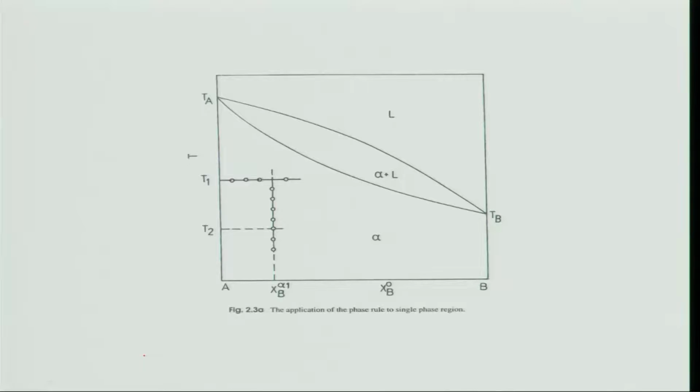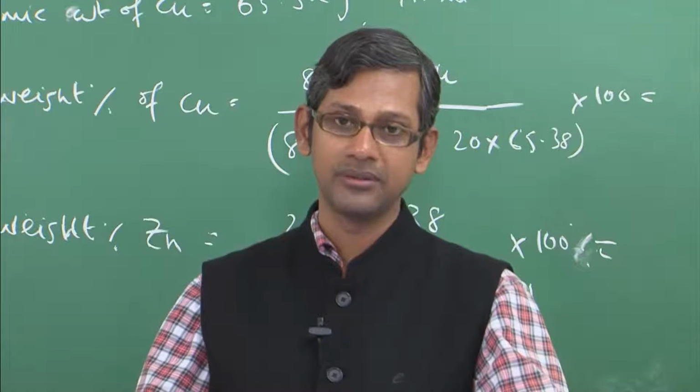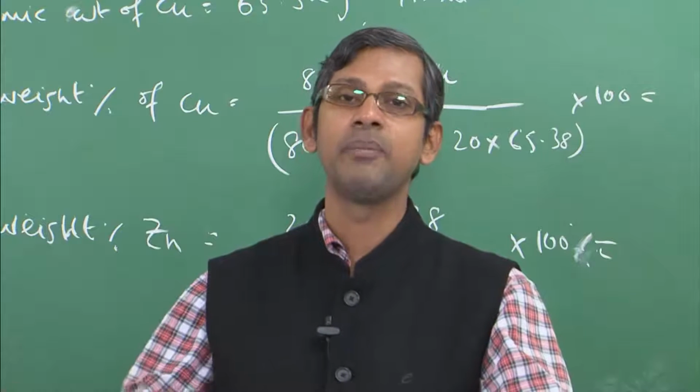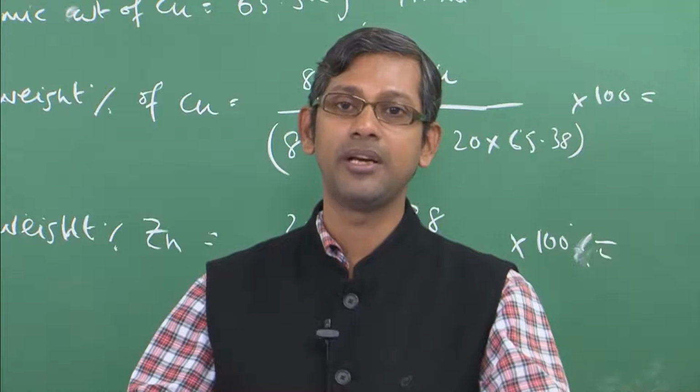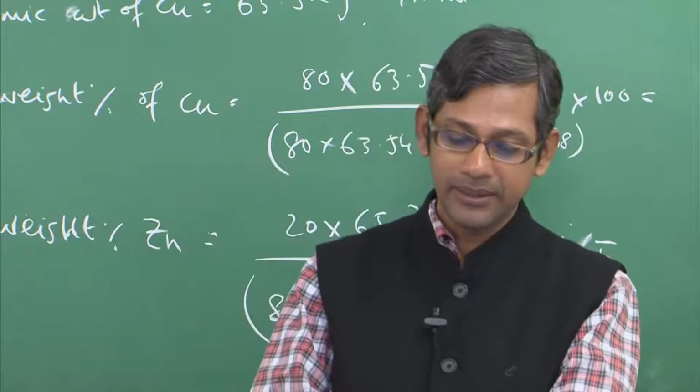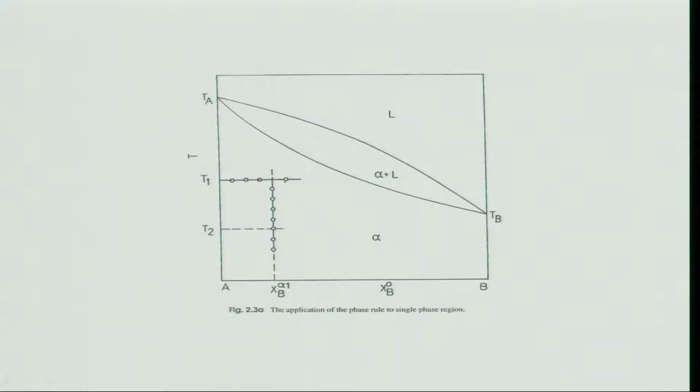So let us consider first a composition axis, composition X B, alpha, and I can have different temperatures, each dot corresponding to one temperature, and I will remain within the alpha phase field. So if I select a composition first and then have many temperatures, still I will remain in the alpha phase field, I do not change. Similarly, if I take one temperature, suppose T1, I can have many compositions where alpha is stable.